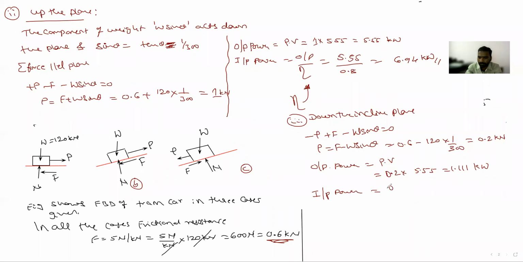Input power is equal to output divided by efficiency. So output is almost 1.11 divided by 0.8. So you are getting 1.38907 kilowatt. See, when the body is on the horizontal, 4.167 kilowatt was required. When it is on the inclined plane, upward direction, 6.94 kilowatt is required. In the downward direction, how much input power is required? See, actually, this is a combination of three different cases. In the exam, he may ask any one.